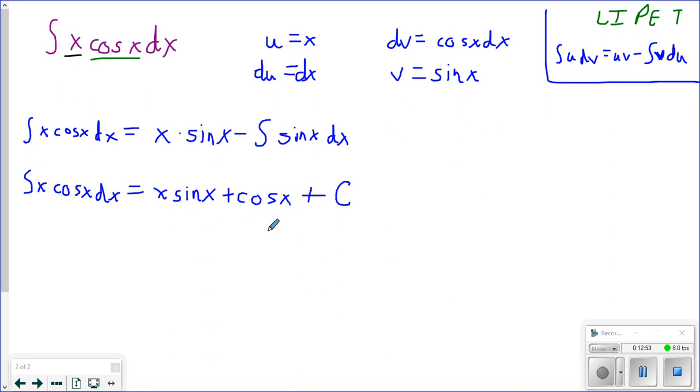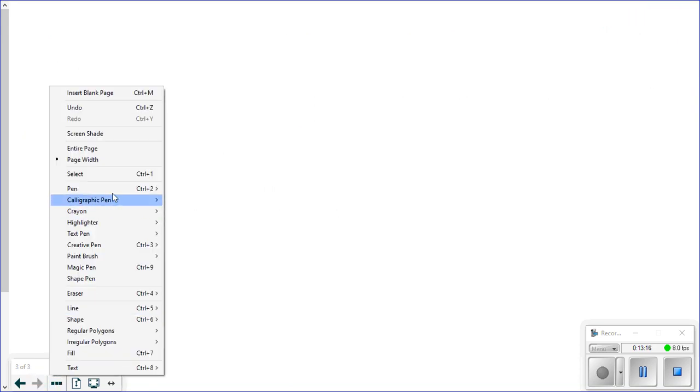And of course, what you should and could always do, especially when you're first learning something, is take this answer and differentiate it. You will get x cosine of x if you do it correctly. Keep in mind, we've got a product rule here for x sine of x. It should not surprise you that we have a product rule, because that's where this comes from. All right, let's take a look at some more examples.